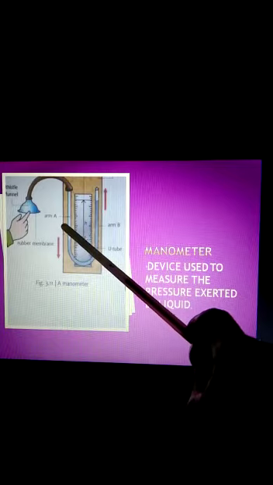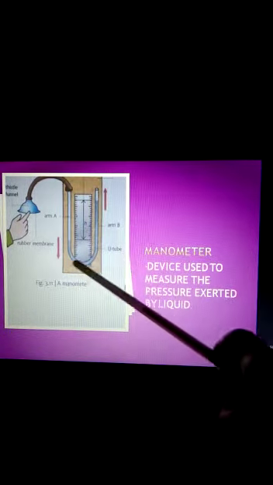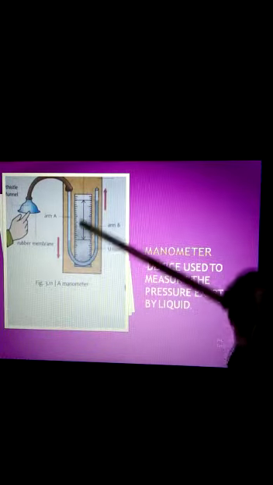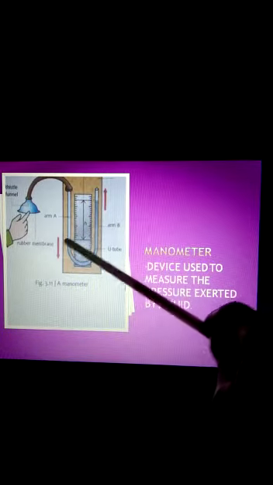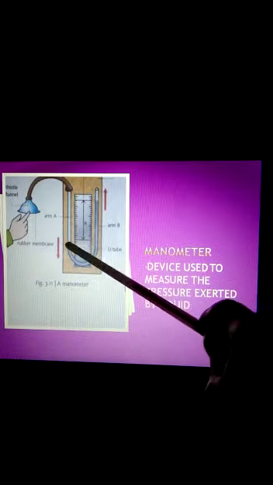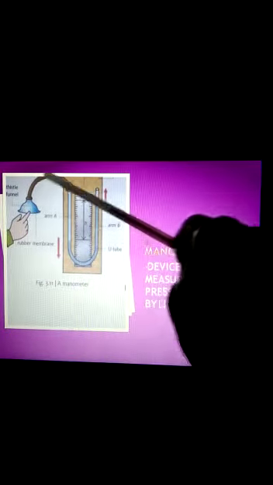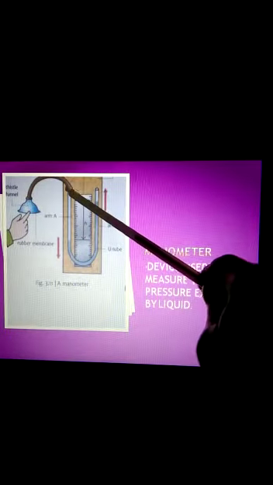with two arms, arm A and arm B, which is mounted over a wooden plank over which one scale is also fixed to measure the rise or fall in the liquid level on either of the arms. With one arm, we attach a thistle funnel along with a rubber tube.